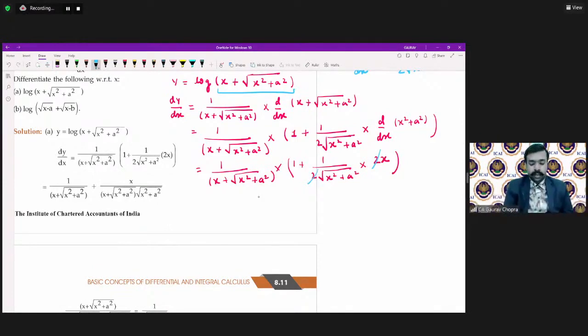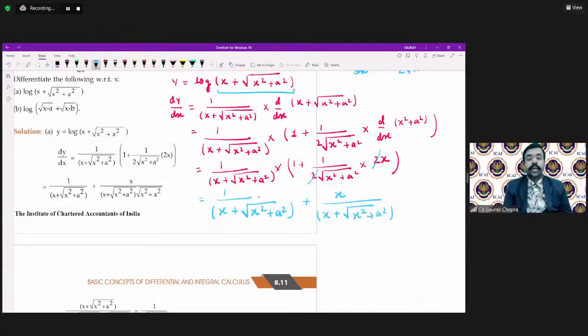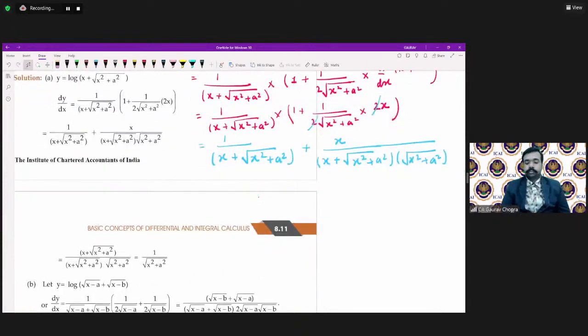So we can multiply both of them, and after multiplying we will get 1 by x plus root of x square plus a square, then plus x divided by, since we are multiplying them, both will come in the numerator, that is x plus root of x square plus a square, and then multiply by root of x square plus a square, right? So this is the whole thing.